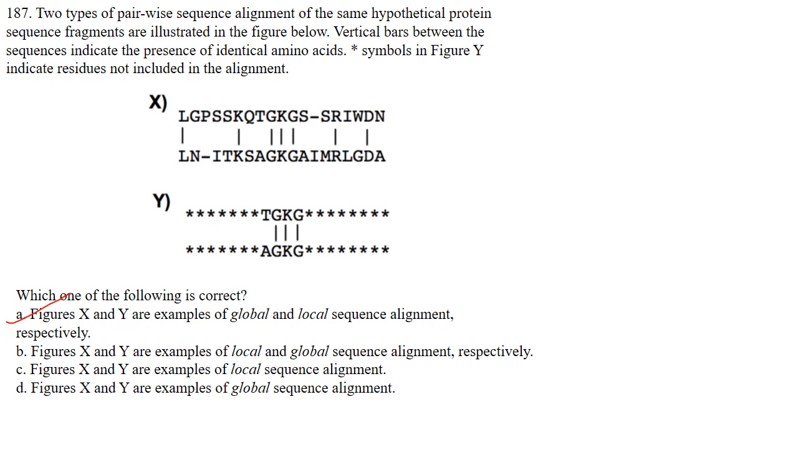So answer here is option A. Figure X and Y are examples of global and local sequence alignment respectively. Answer is option A.